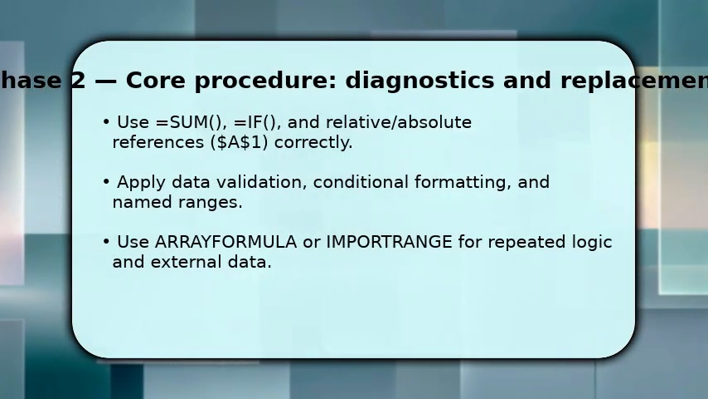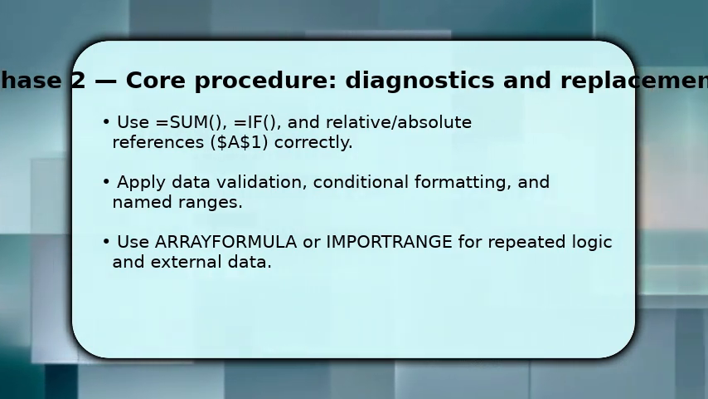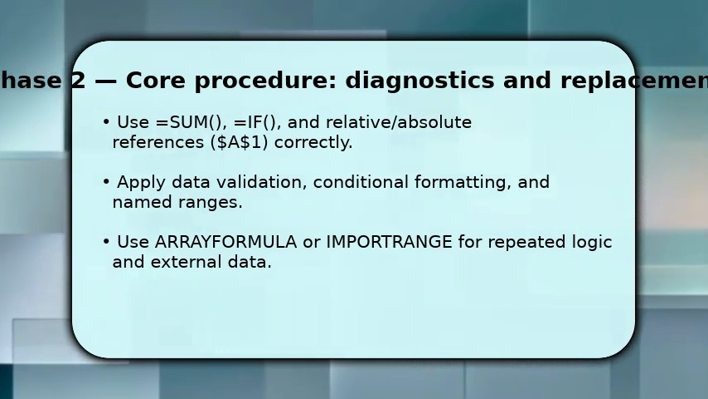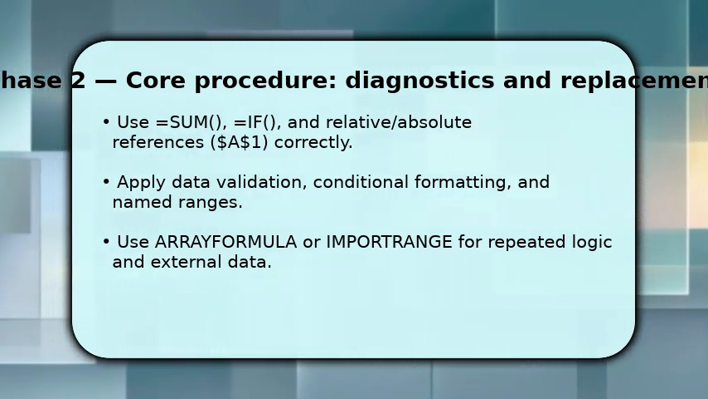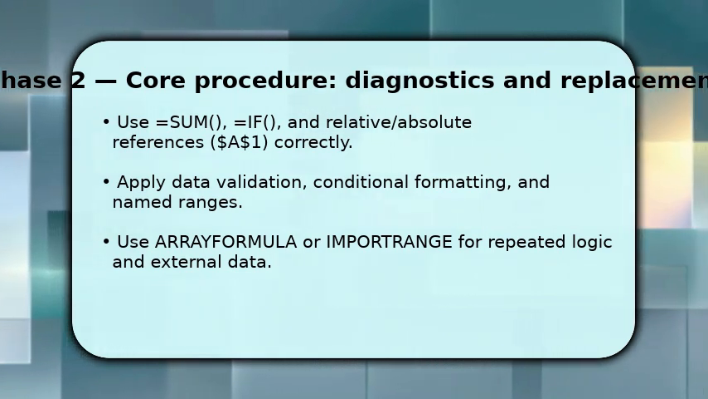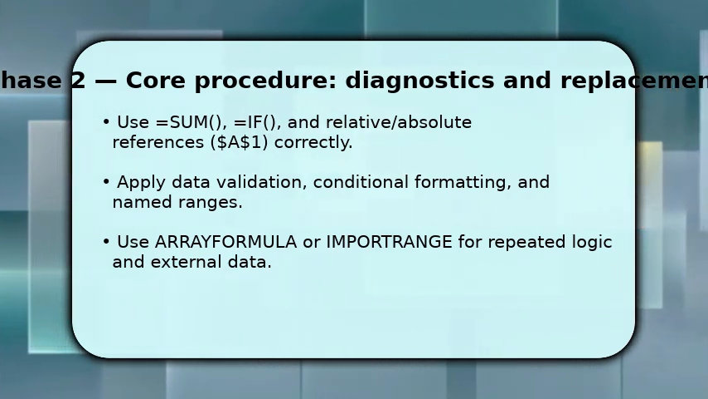Use $ to lock references when copying. Apply data validation to limit inputs and conditional formatting to highlight anomalies automatically. For repeated calculations, use array formula to expand a formula across rows and import range to pull another sheet's range. Grant access when prompted. Create named ranges for clarity.